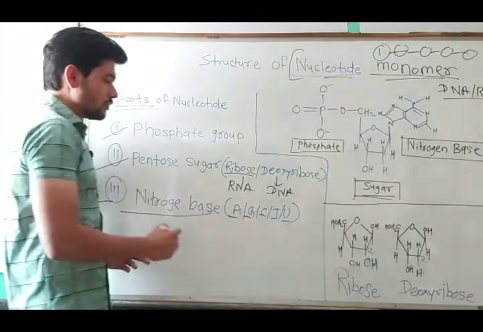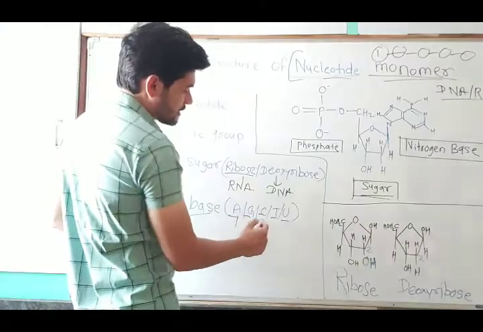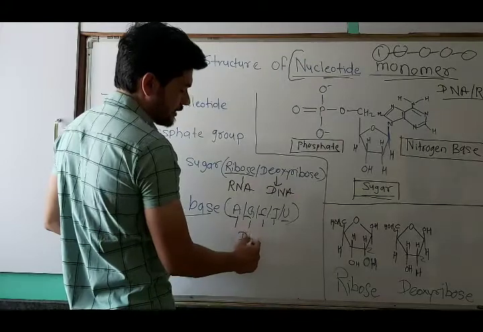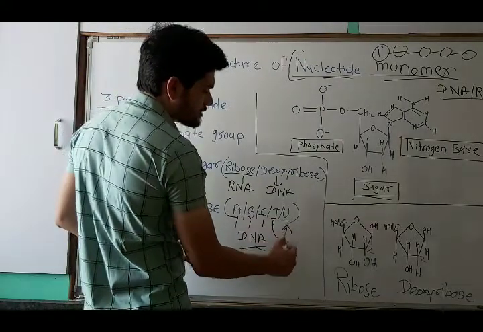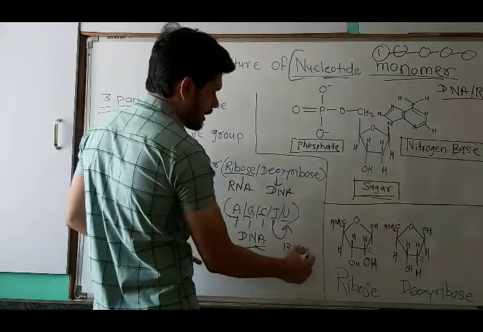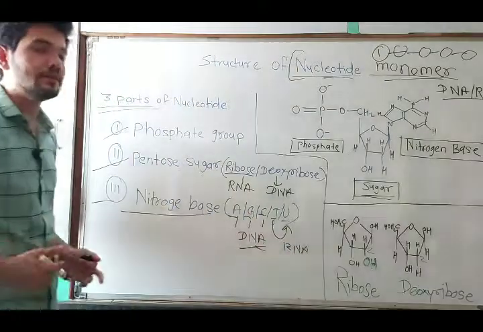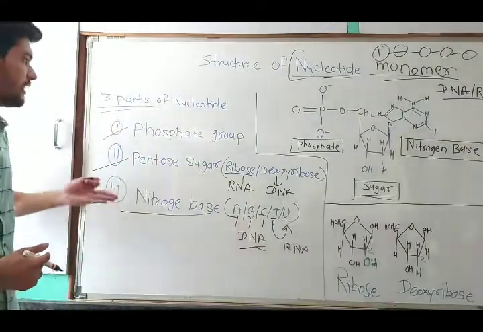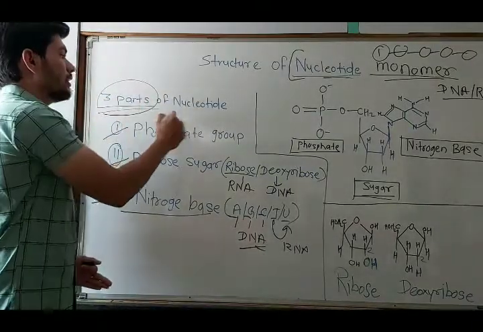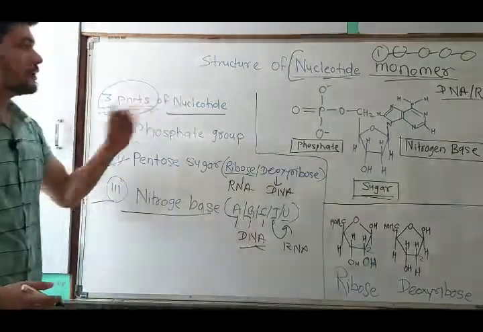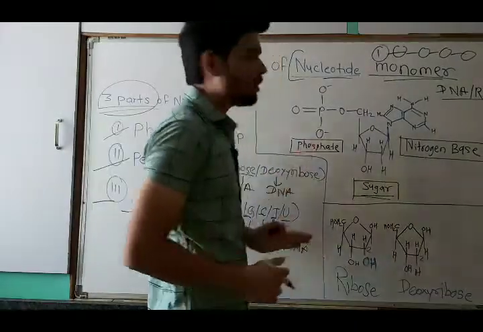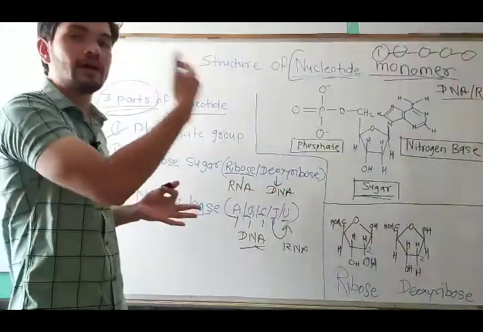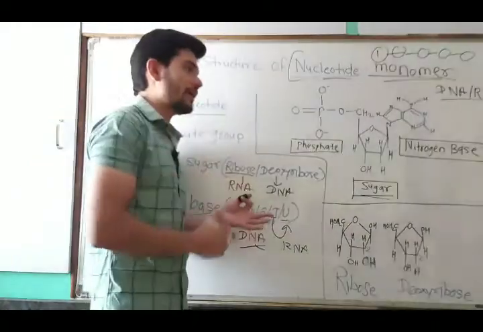Adenine, guanine, cytosine and thymine will be present in the DNA, and instead of thymine there will be uracil in the RNA. The other three nitrogen bases will be the same. So let's move to the structure of nucleotide, and how these three components are arranged in it.